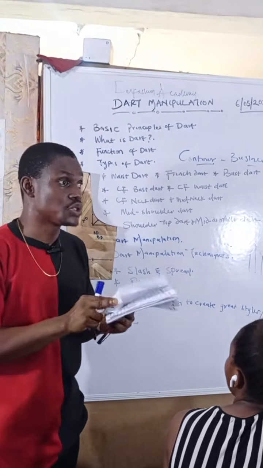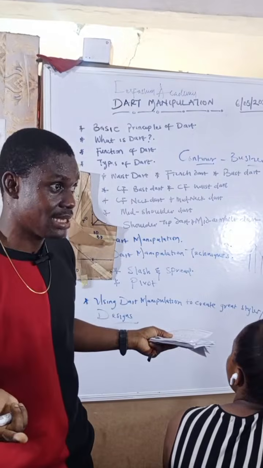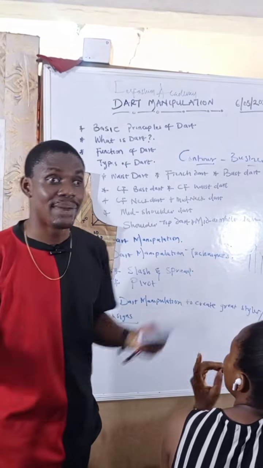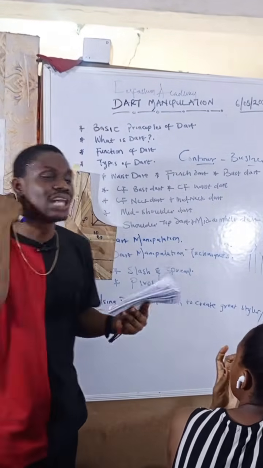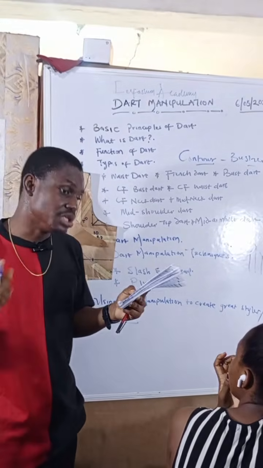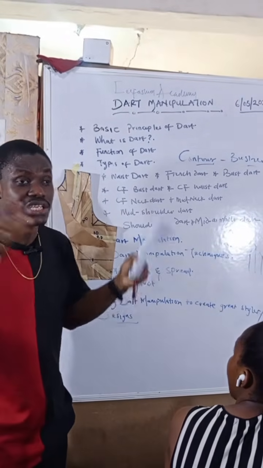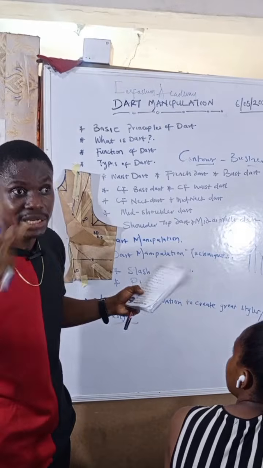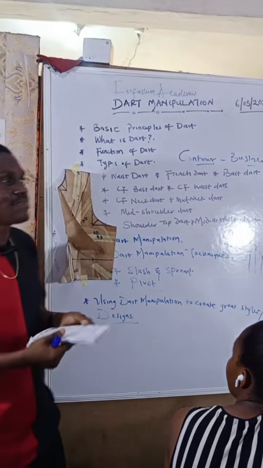Now this will lead us to explaining what dart manipulation is, okay. So now we have known the functions of a dart. So we now need to know what dart manipulation is. It's one of the principles we use in darting. That is dart manipulation. Okay. So what is dart manipulation?